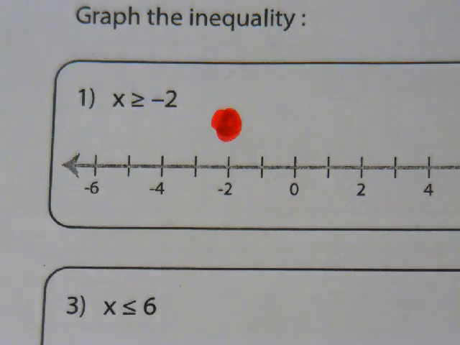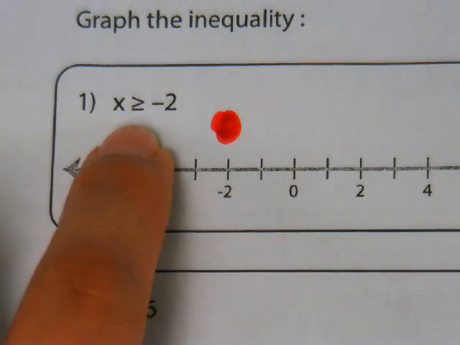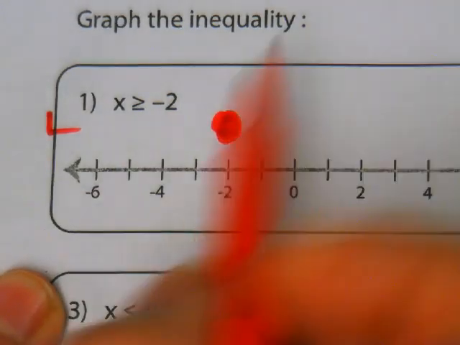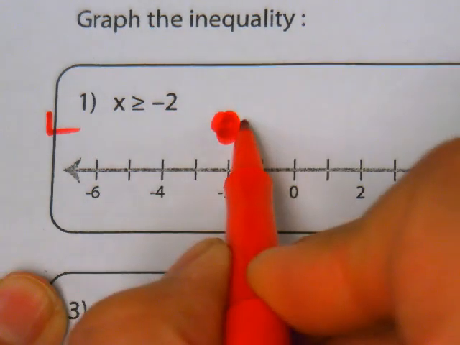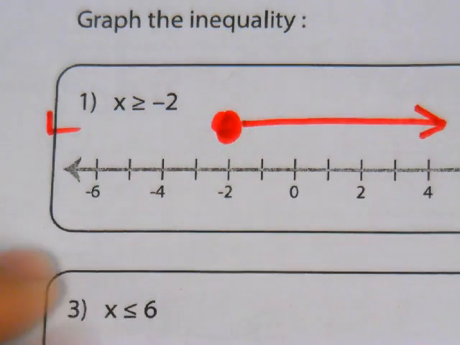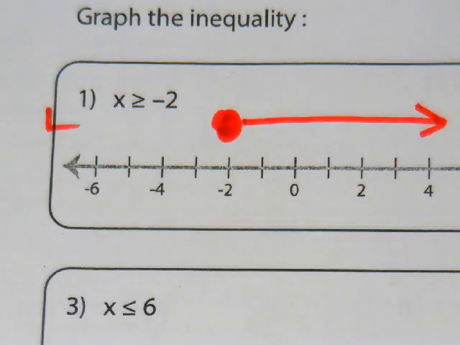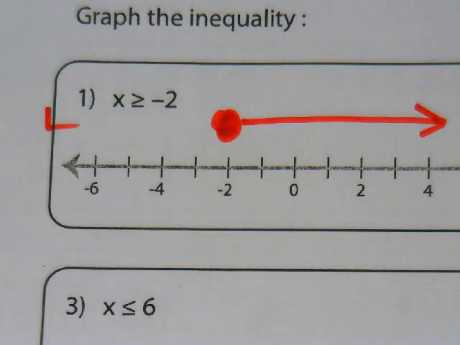Okay, now we're looking for numbers that are greater than negative 2. Which side? Left or right are my numbers greater than negative 2? Right. So we put a little line with an arrow signifying that those answers are included. So that's greater than or equal to negative 2. And that's it. This is the first part and this is the second part of the graph.